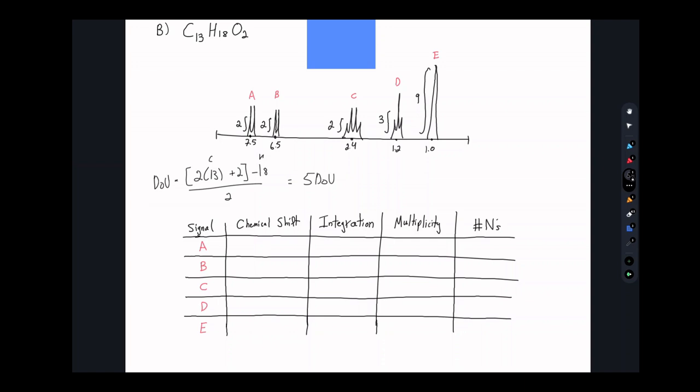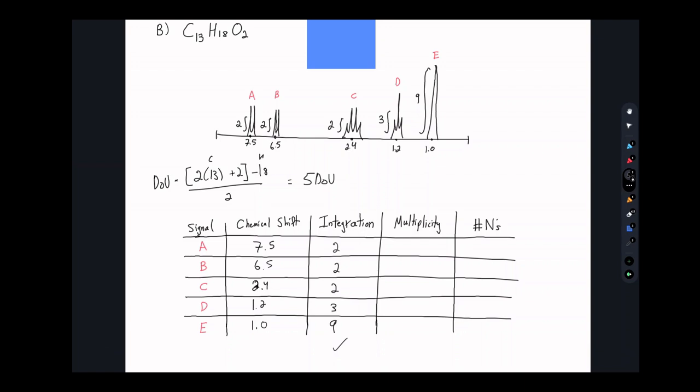So with that in mind, let's copy over the information from the table. Chemical shifts, integrations. Right? Before we move on to multiplicity, remember that we have to sum up the integration and make sure it adds up to 18. Right? Then we can make that assumption that integration is equal to the total number of hydrogen. In this case, that assumption is held.